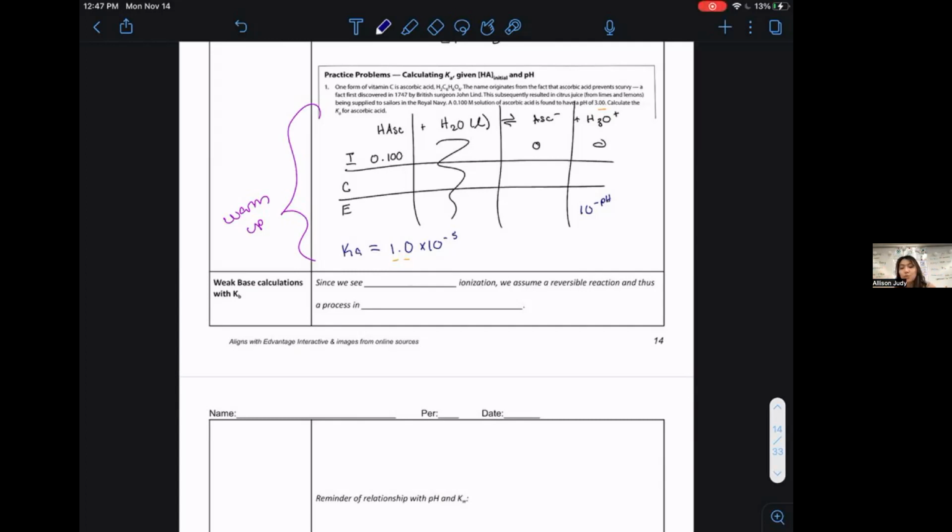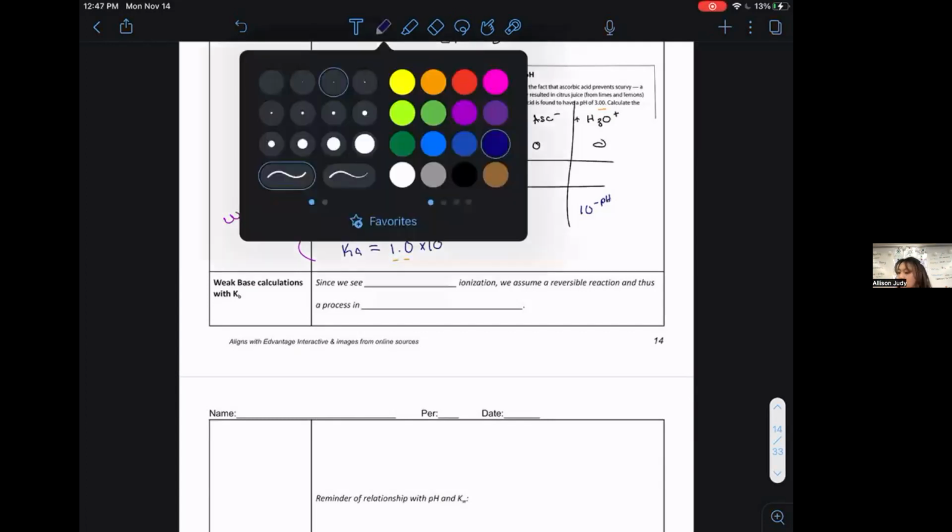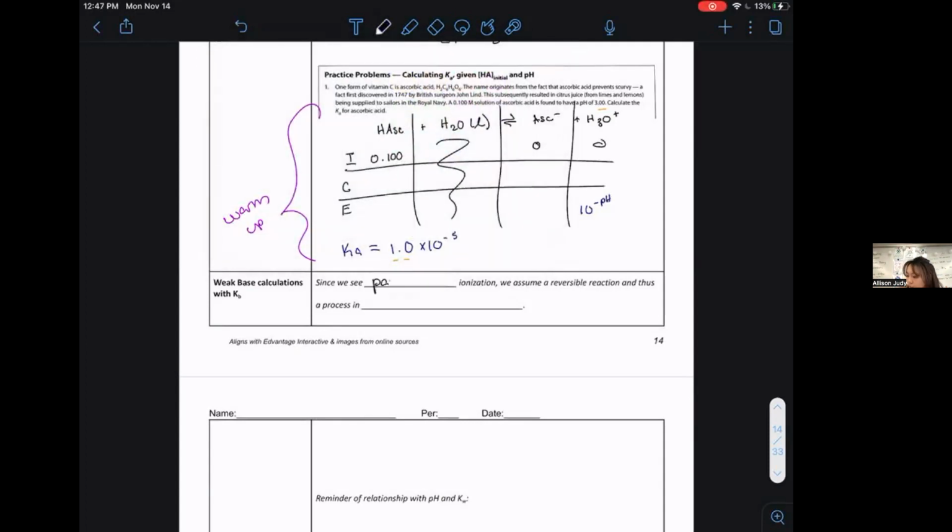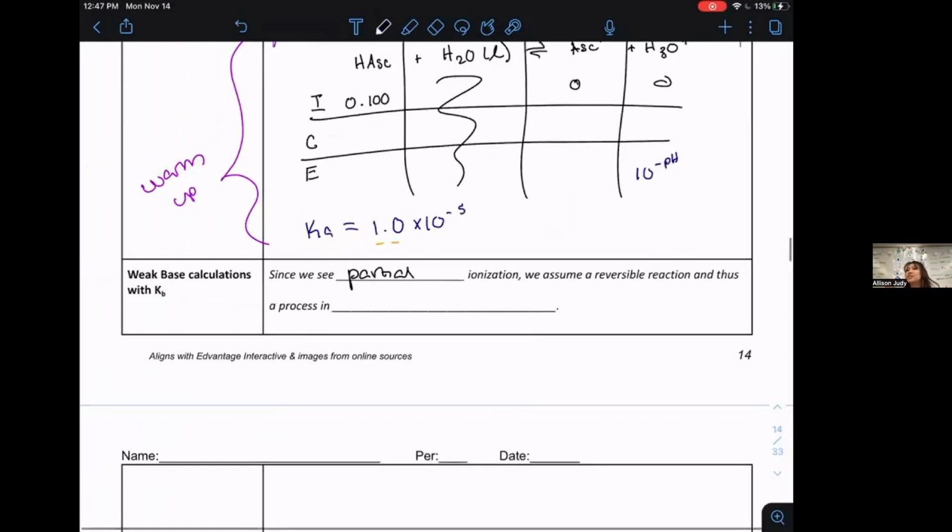Okay, so with Kb calculations, we're getting a similar thing. We're seeing a complex calculation due to the fact that we have partial ionization. This is the whole point of these calculations, that you are in equilibrium. So of course you need to account for the fact that you are undoing yourself as fast as you are doing yourself. So we assume a reversible reaction and thus a process in equilibrium.